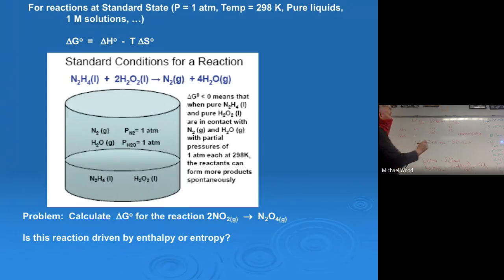And so let's do it. So I've got delta G, so I've got N2O4, so I've got 1 mole times 98 kilojoules per mole. So 1 mole, 98, minus, and then I have 2 moles, 52 kilojoules per mole.